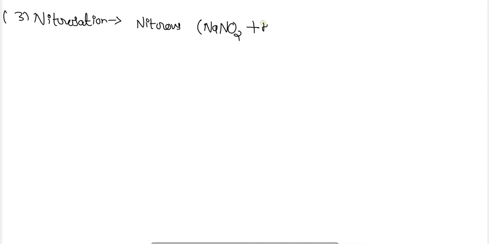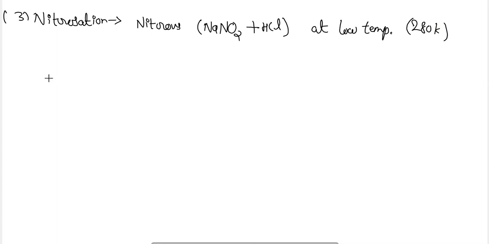Next is the nitrosation reaction. So phenol reacts with nitrous acid, and here we can prepare nitrous acid by using NaNO2 plus HCl. Nitrous acid can be prepared by NaNO2 plus HCl at a low temperature of 280 Kelvin.